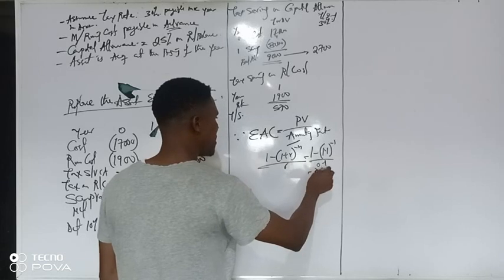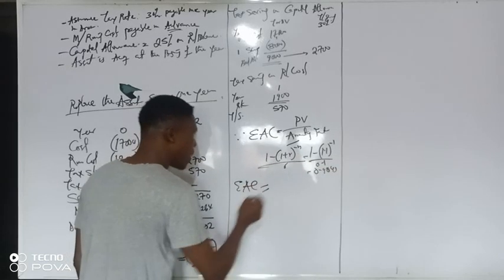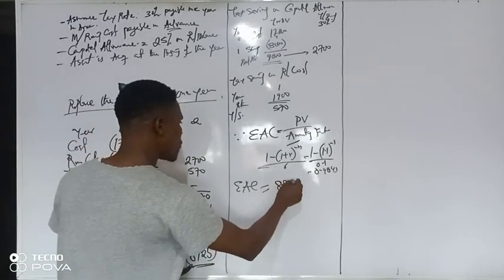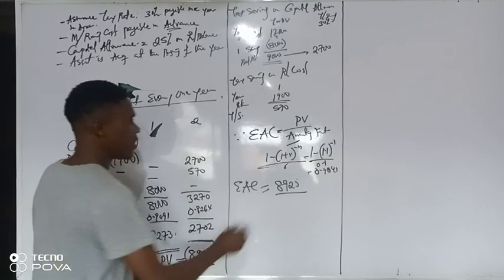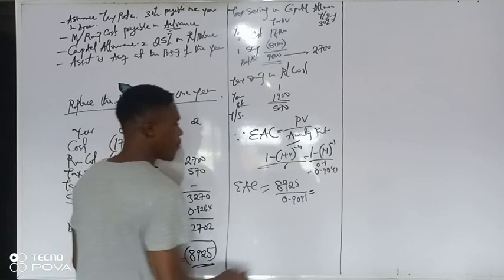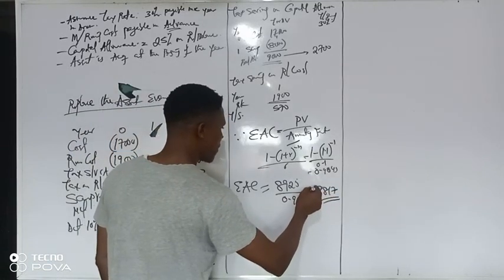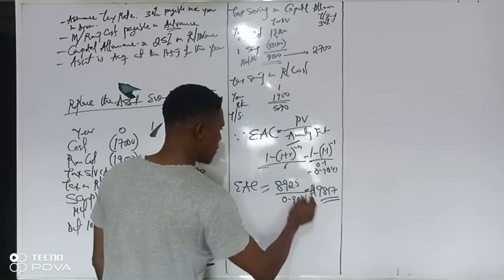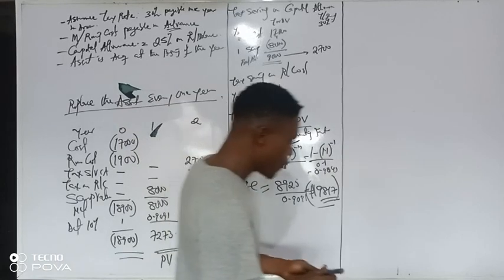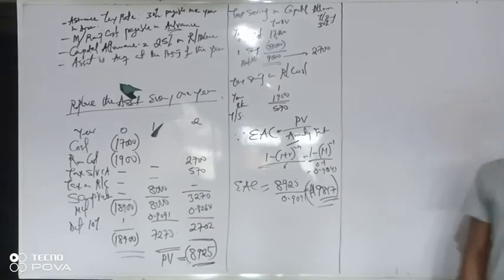You have 0.9091. So therefore, our equivalent annual cost for year one will be our PV, 8,925, divided by 0.9091. What do we have? 9,817. That is the cost. So if you replace every year, your equivalent annual cost is this.